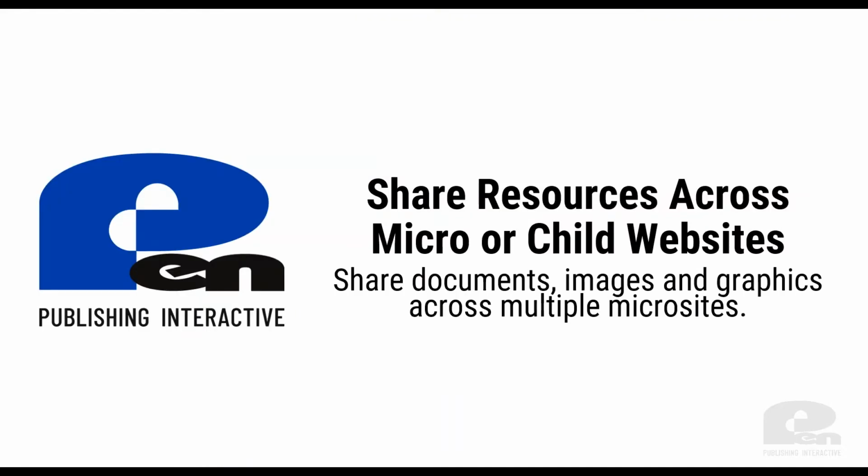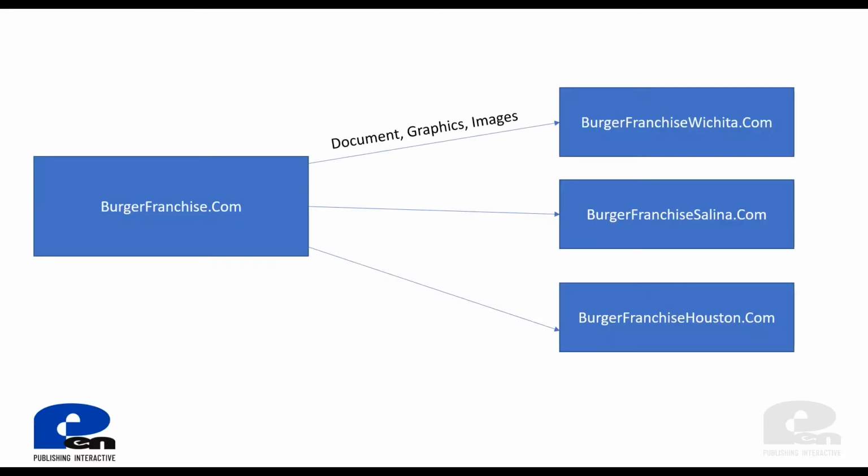The Flipper Site Developer CMS Share Resources Across Micro and Child Websites feature allows for the ability to share documents, images, and graphics across multiple microsites. An example of how this might be used: let's say you're a burger franchise owner and you have burgerfranchise.com, but you have different locations across the country.